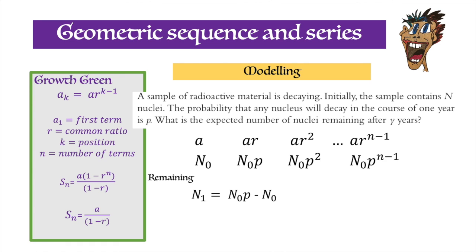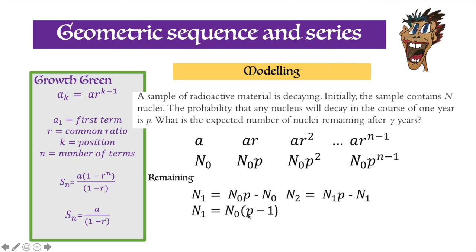So let's consider, because what I want to find out is how many are remaining. So I need to find out how many there are after the first year and take that away from how many there originally were. This tells me how many there are remaining. So that gives me my N1. And I can take N subscript 0 out just to tidy it up.